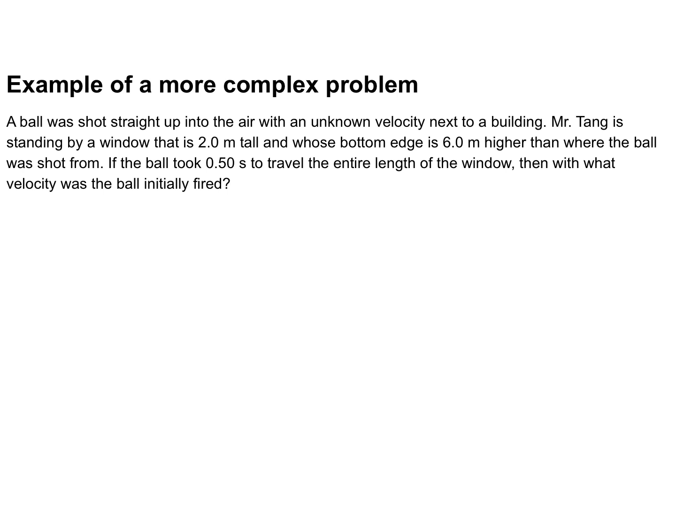A ball was shot straight up into the air with an unknown velocity next to a building. Mr. Tang is standing by a window that is 2.0 meters tall and whose bottom edge is 6 meters higher than where the ball was shot from. If the ball took 0.50 seconds to travel the entire length of the window, then with what velocity was the ball initially fired? I am going to draw a picture of what's going on here.